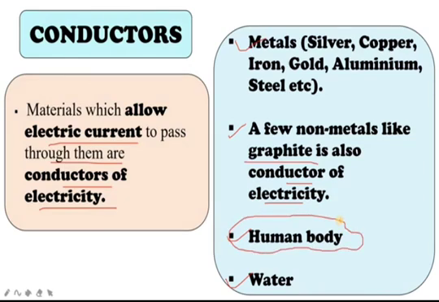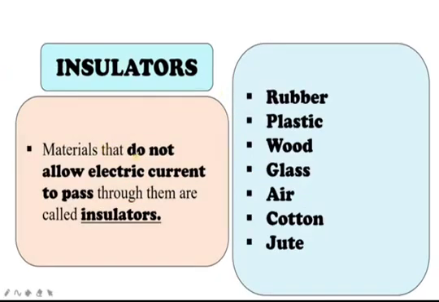And water, like tap water (except distilled water), pond water, river water, sea water and rain water, are all electric conductors because they have ions. And now the insulators. What are insulators? Materials that do not allow electric current to pass through them are called insulators. You can see examples of insulators here.